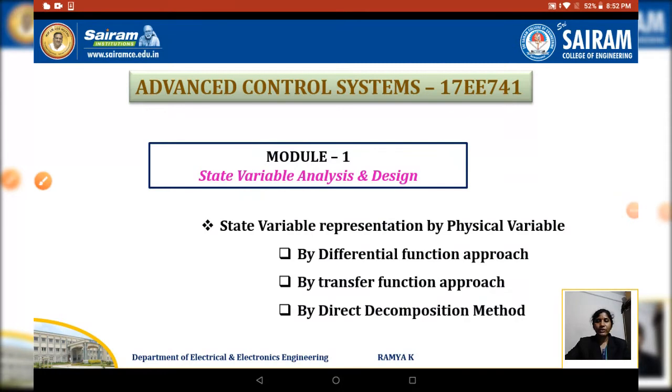Students, today we are going to see state variable representation by physical variable approach. Under this we are going to solve it by three different methods: first, the differential function approach; second, the transfer function approach; and third, the direct decomposition method. Now we will solve some problems under these methods.